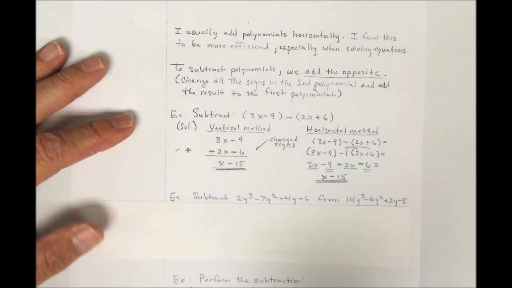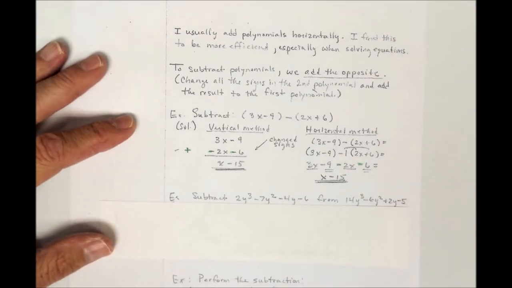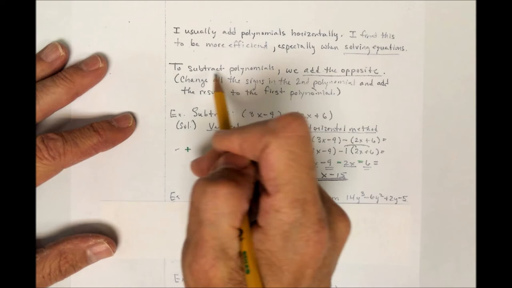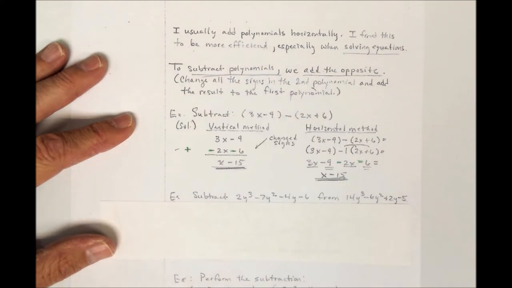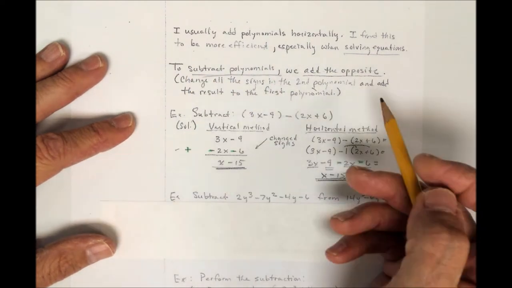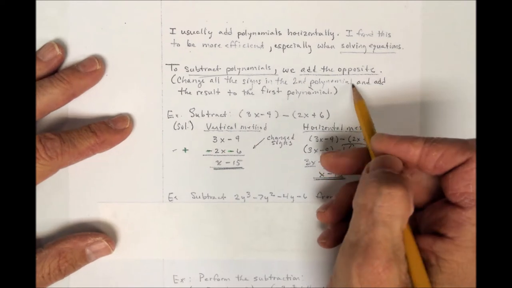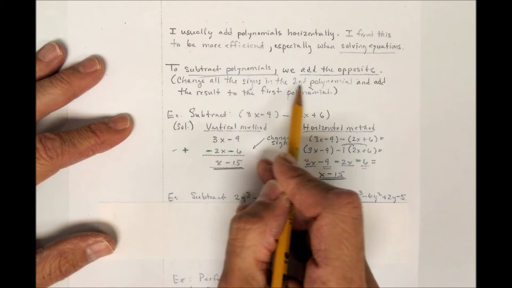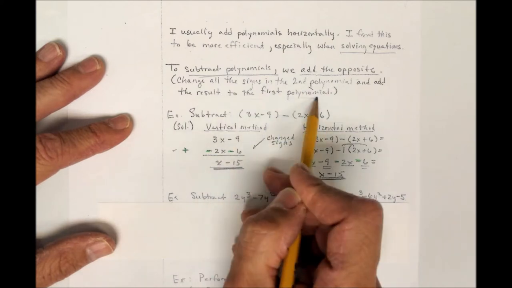Now, subtracting is kind of different. When I add polynomials, I usually like to add them horizontally, because I might be having to do that when I'm solving an equation. But when I subtract polynomials, either way, vertically or horizontally, I have to think of this as adding the opposite. All right, notice here what I've written down. I change all the signs of the second polynomial and then add the results to the first polynomial.